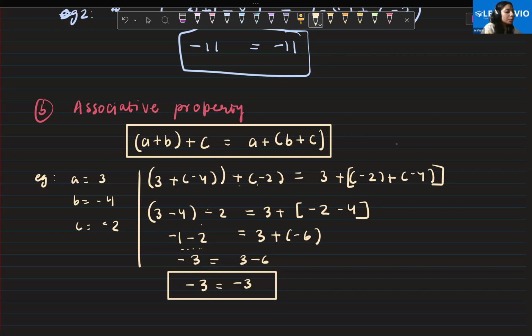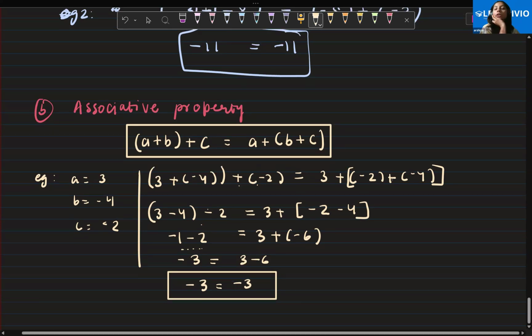Quickly write this down. Which property is left? Can anyone tell? We did commutative, we did associative. One more property is left. Tasmeen and Saad. One more property is left. Associative is done and commutative is done. Which is the third property?